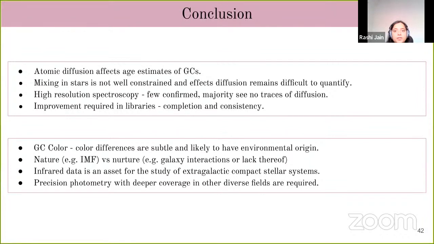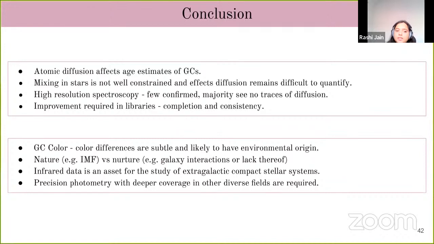Some of the high resolution spectroscopic studies have tried to look at elemental lines to see if they find any traces of atomic diffusion. Very few of the studies have confirmed that they have found signatures of atomic diffusion, but the majority of the studies do not see any traces of diffusion. So this calls for improvement in the libraries as well, because we know that our libraries are not complete. The empirical libraries are not complete, and theoretical and empirical libraries are not very consistent with each other.